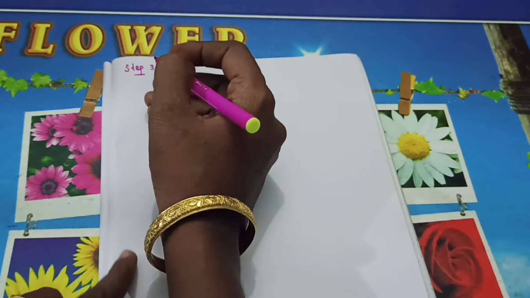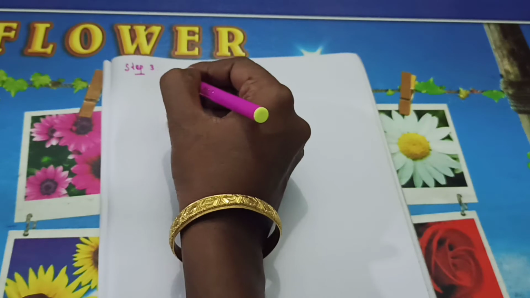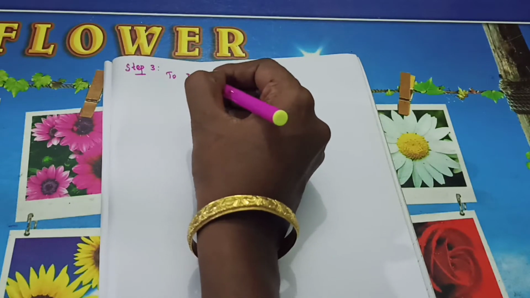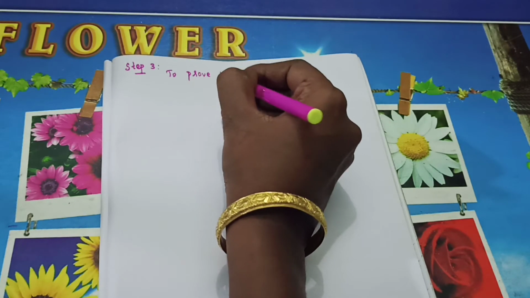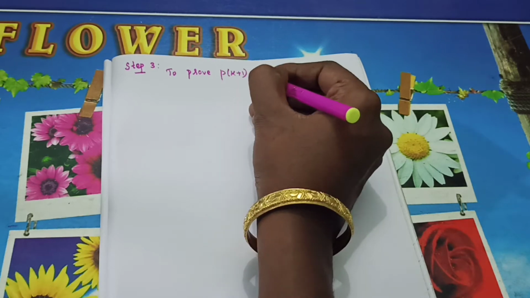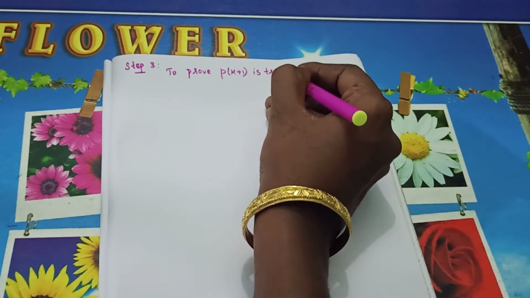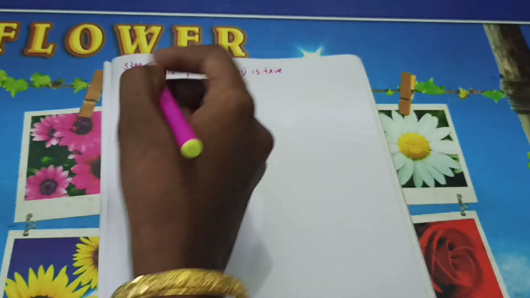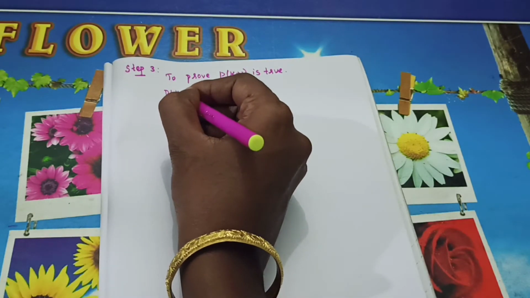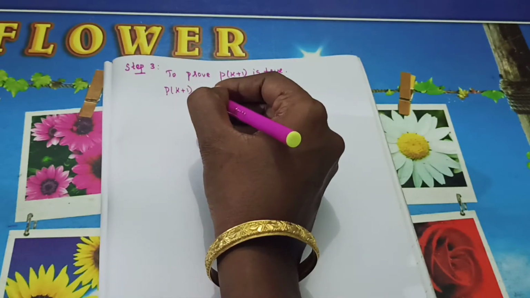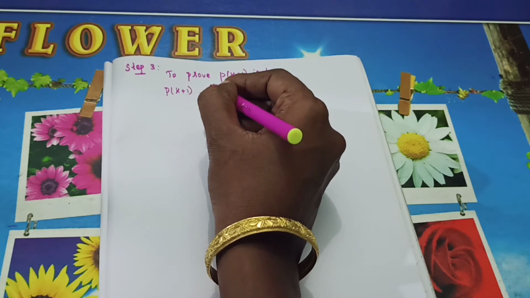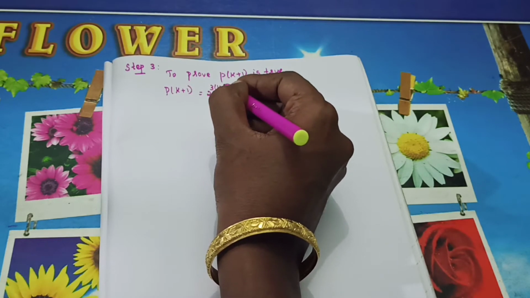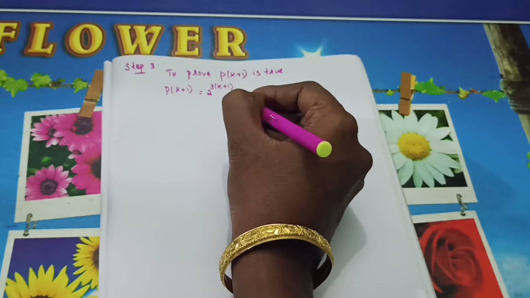Now we will move to the last step, step 3. What you need to prove in step 3? To prove P of k plus 1 is true. We need to prove P of k plus 1 is true. Okay. Now, in the place of k, what you need to substitute? k plus 1. So P of k plus 1 is equal to 2 power, in the place of k as k plus 1, is it right? So 3 into k plus 1, minus 1.